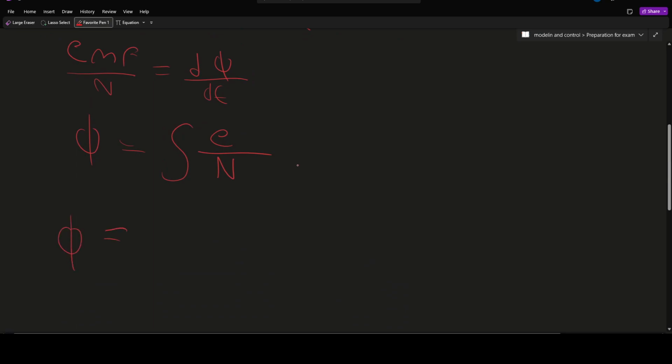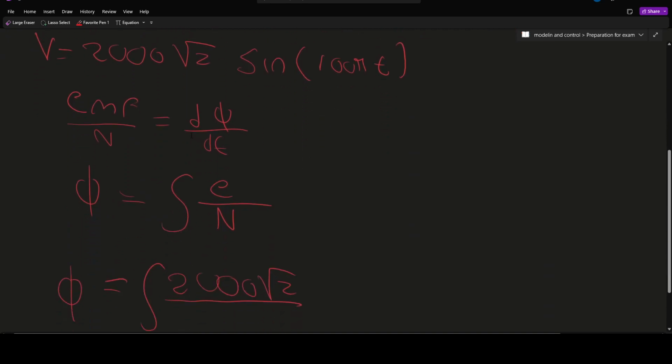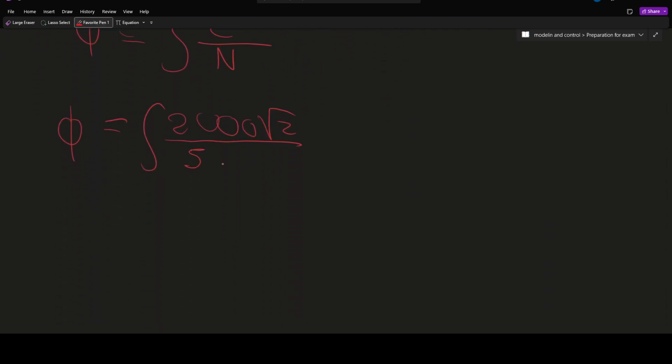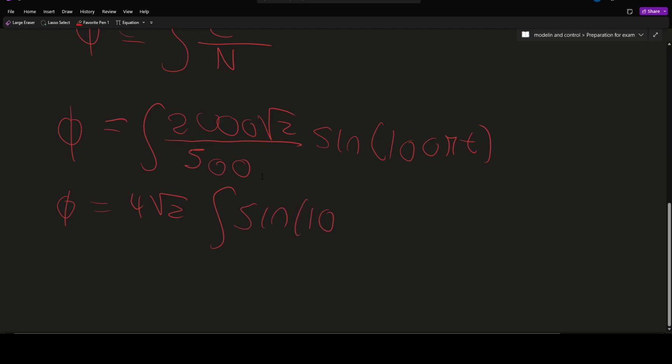So we are going to have that our EMF or voltage in this case is 2000 square root 2 over the number of turns, that is 500. Okay, we multiply this by sine 100 pi t. Okay, so we take all the constants out, so we are gonna have that, well, we'll divide this by pi, square root 2 by square root 2, and we have here sine 100 pi t.